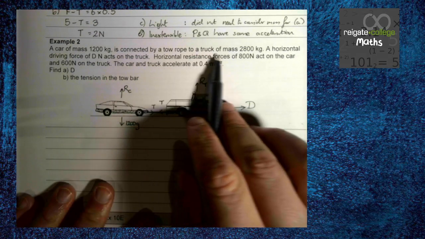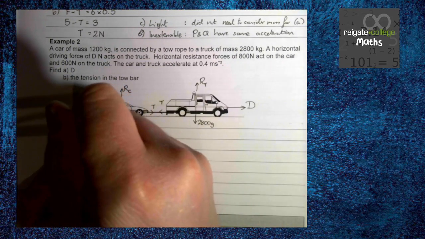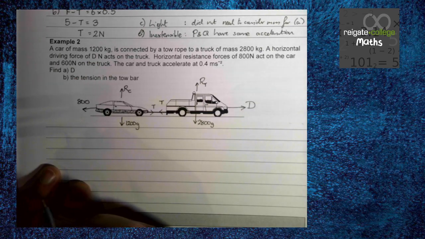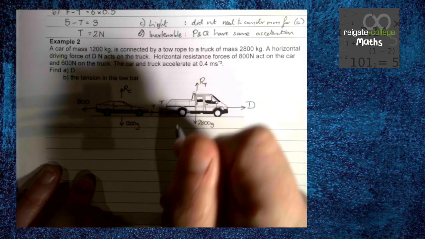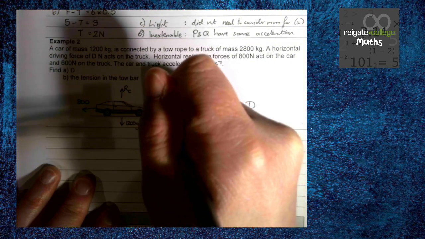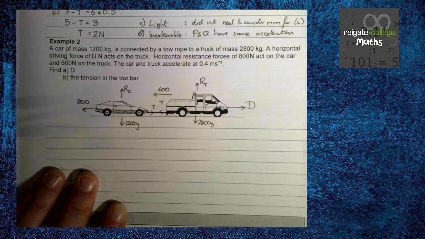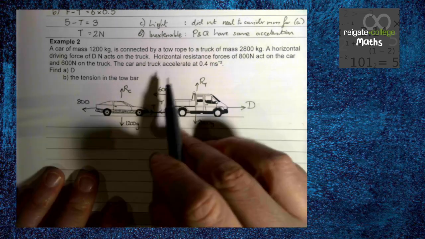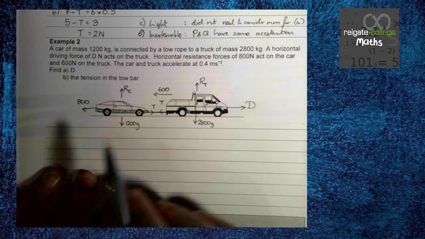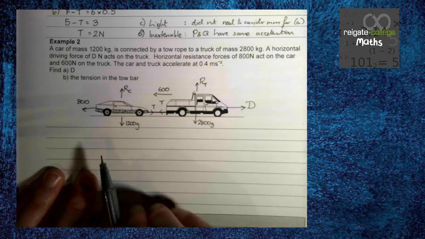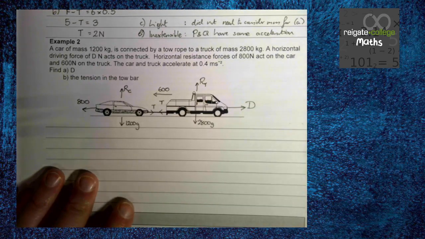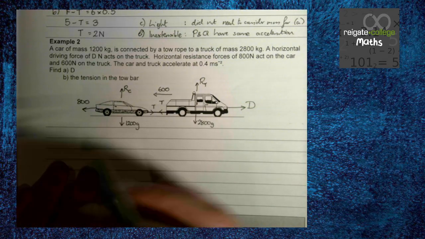The other thing is we have a resistance force of 800 acting on the car, and 600 on the truck. Now this is a bit of a pain to draw, so I'm just going to stick it here. Technically, we should ideally draw it connected to this truck. So I put my T in an awkward place there. But the diagram, because we're not being told to draw the diagram, it's given to us. This is just for us.